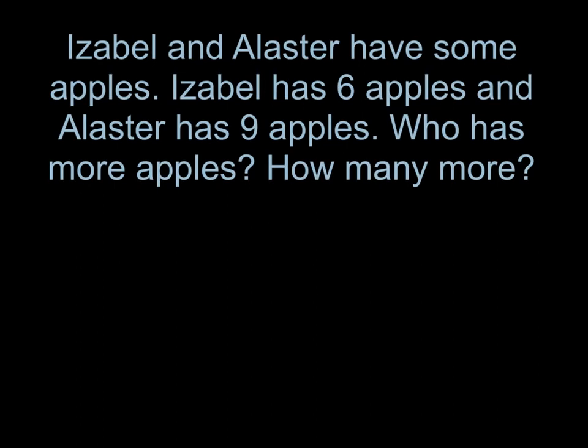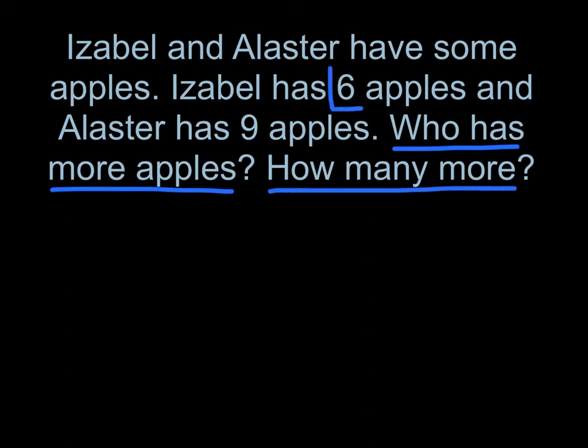The story problem is asking me for who has more apples and how many more. Isabel has 6 apples. Alistair has 9 apples. Although we don't know the total, the story problem is not asking for the total. It is asking for who has more and how many more.